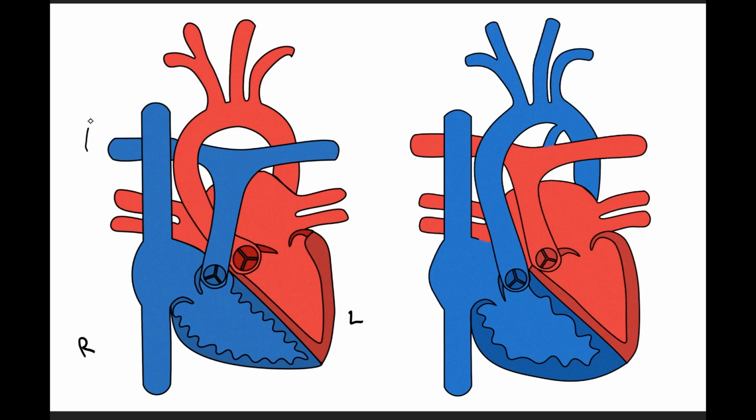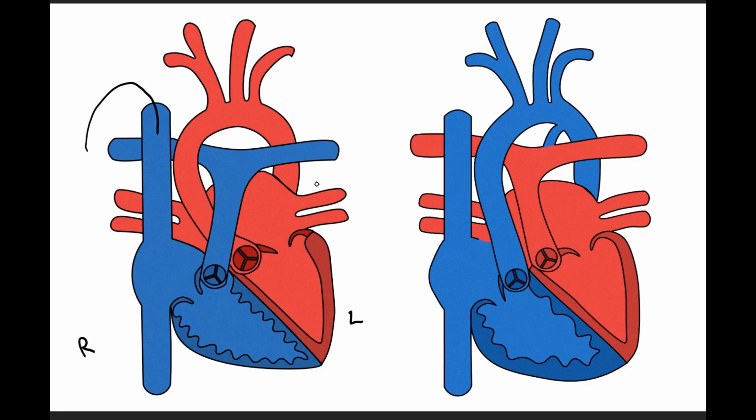Anyhow, blood goes from the right side of the body. It's blue because it doesn't have oxygen. It goes to the right atrium, down to the right ventricle. This pumps it against the pulmonary artery, that's the low pressure lung artery. There, it picks up oxygen from the lungs. It turns red, goes to the left atrium, down to the left ventricle, and then this pumps it against the high pressure aorta.